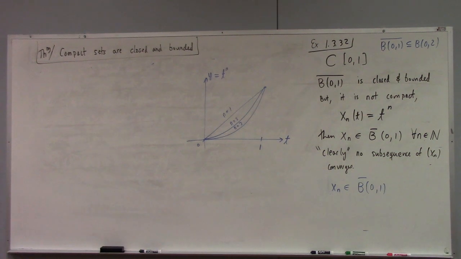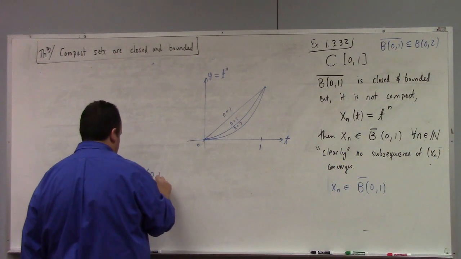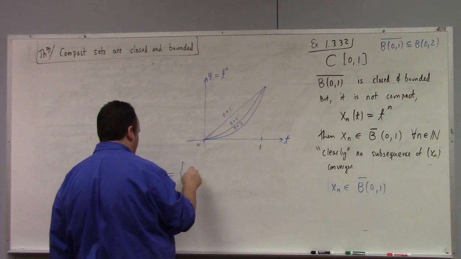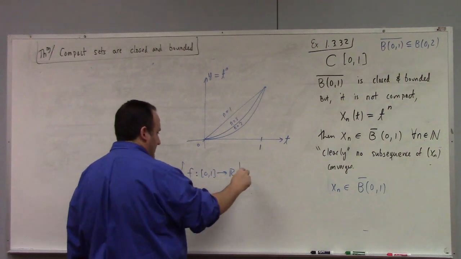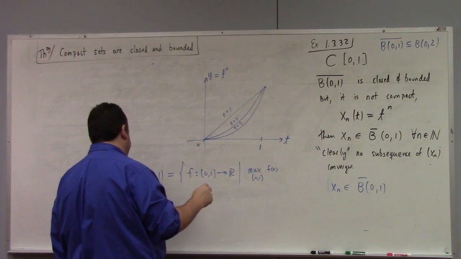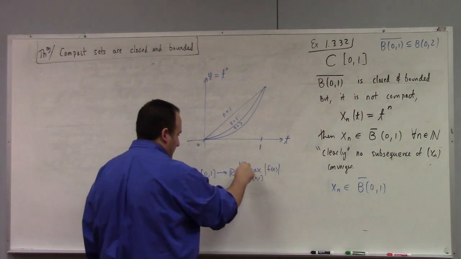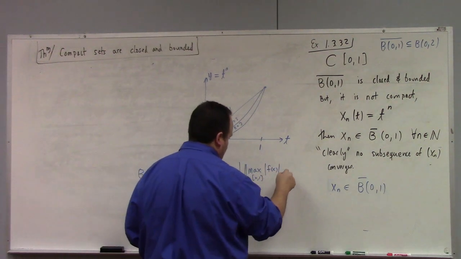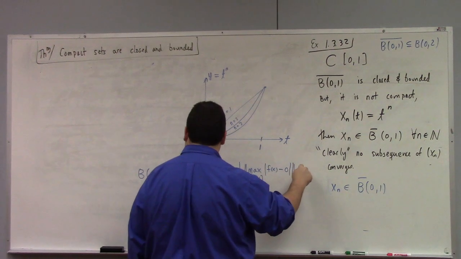How is this, I'm sorry, how is this closed? How is that closed? The ball is 0, 1. Oh, my bad. So what does ball 0, 1 mean here? Let me be careful. So it's f from 0 to 1, let's say to the reals, such that the max on 0 to 1 of f of x, well, that's the norm, right? And that norm is less than 1, right?